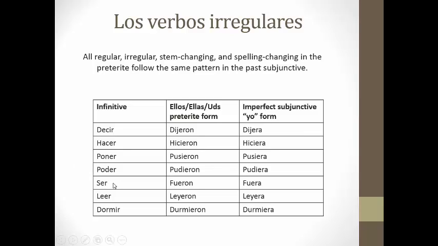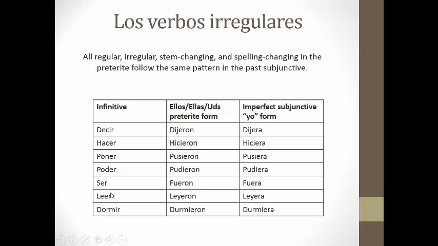All right, ser. You see on your note guide there that ser, ir, dar, and ver, they're not really in a group. They're really hard to group. They're just flat out irregular. Okay, so you'll notice ser and ir have the same conjugation. In the they form preterite, their conjugation is fueron. Okay, so when you drop off ron, the yo form, you're going to get fuera.